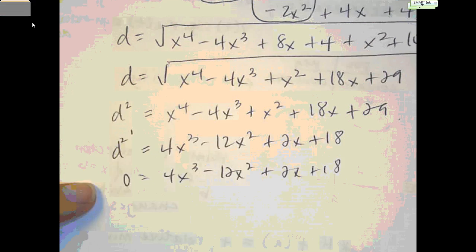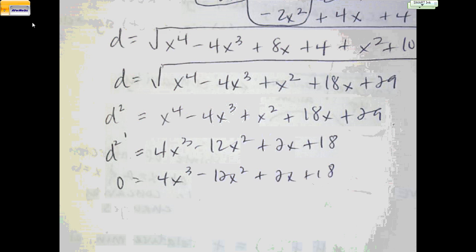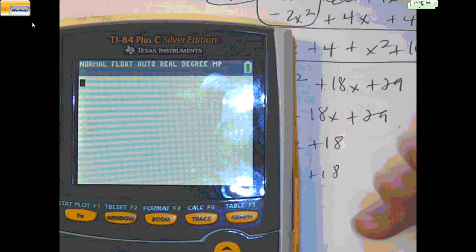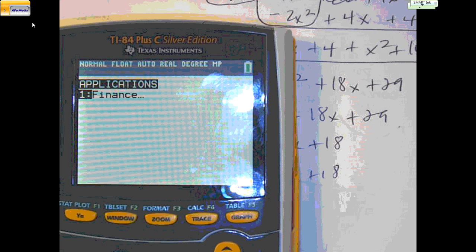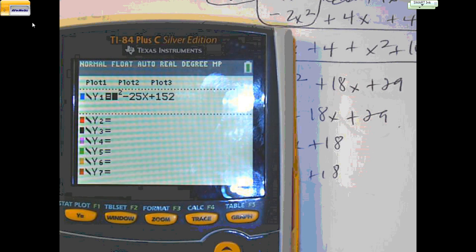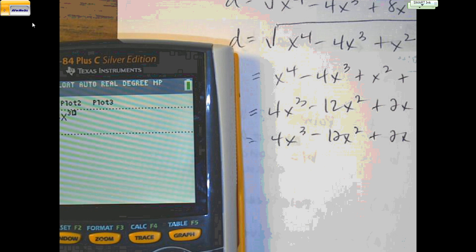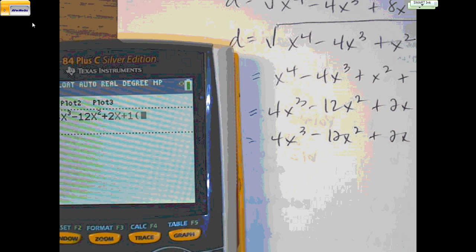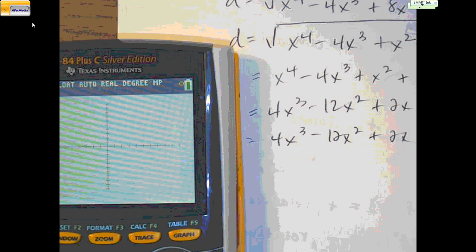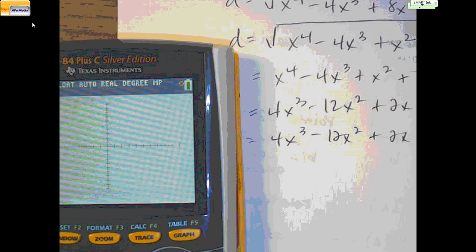And I'm just going to use my Poly Smelt program, or you could type it in your y equals button, it doesn't really matter. And I don't have it on this calculator. Just realized that. Okay, well I guess I'll just type it in. 4x cubed minus 12x squared plus 2x plus 18. I'm going to graph it. It's probably not even on the screen. Oh, kind of. Here we go.